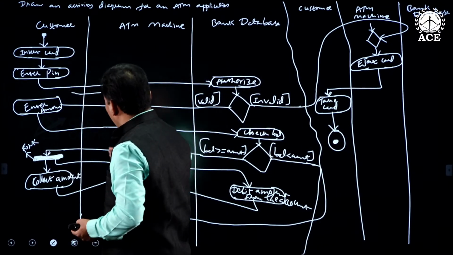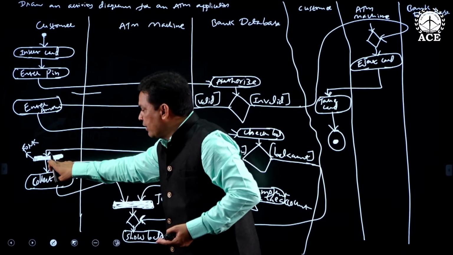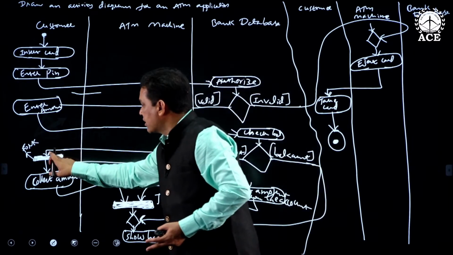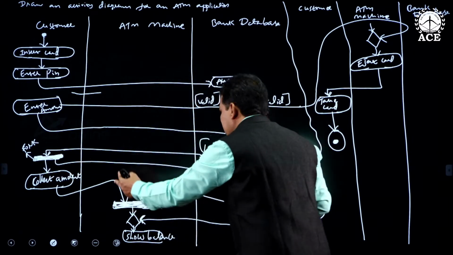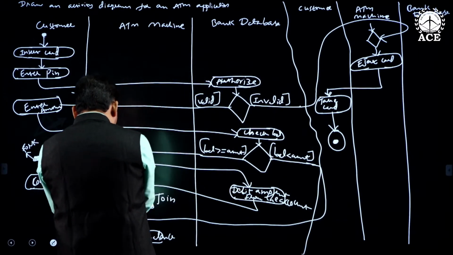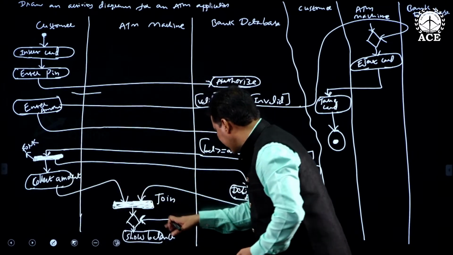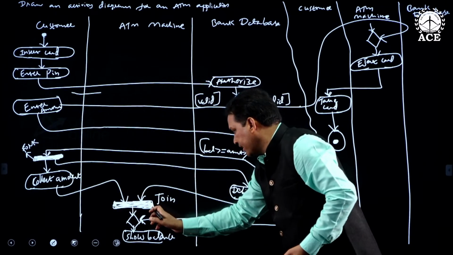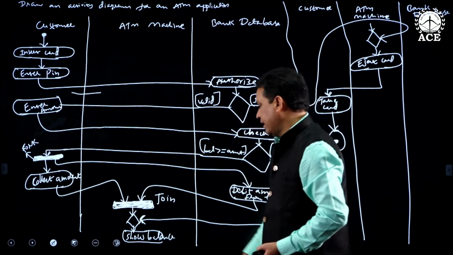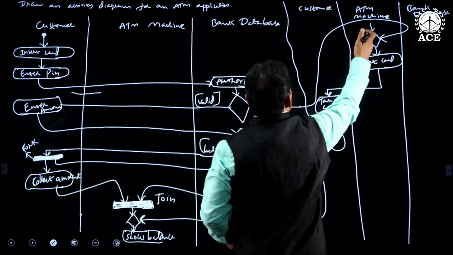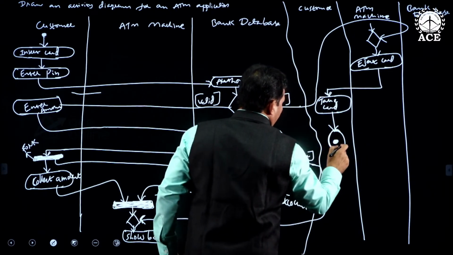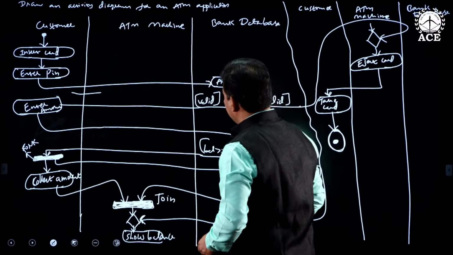What is meant by fork? One incoming transition gets divided into two outgoing transitions. We call it a fork. Again, two incoming transitions going to join and producing one outgoing transition, we call it a join here. Now show balance, and again some condition, eject card, take card, reaching the final state. This is the graphical representation of the final state in UML.